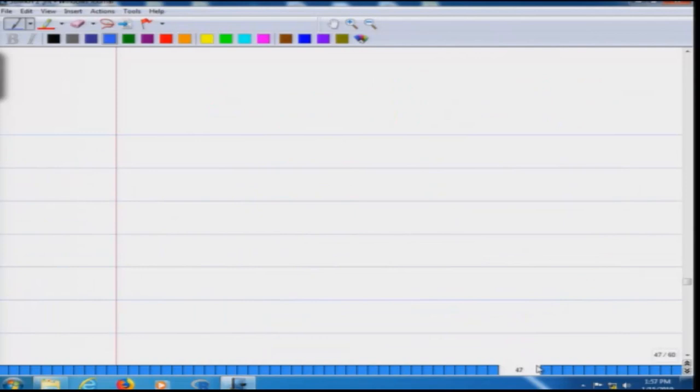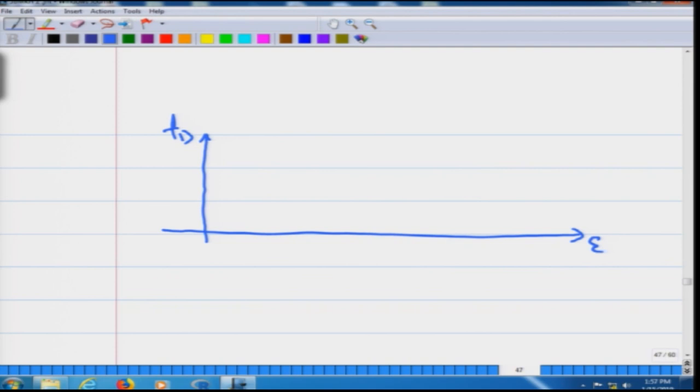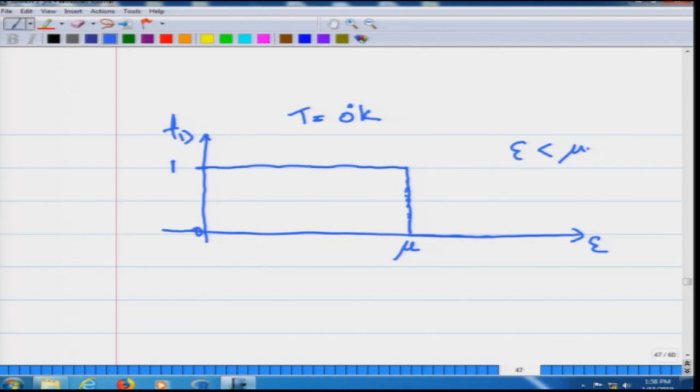If we sketch it out, the Fermi-Dirac distribution looks like this. This is the Fermi function of E, a probability, and let us look at the distribution at a temperature T equal to 0 Kelvin. At 0 Kelvin, the probability of occupying states of energy E is 1 for energies up to mu, beyond which the probability becomes 0. For all energies less than or equal to mu, they are all occupied with probability 1. There is 100% occupation probability of those states.